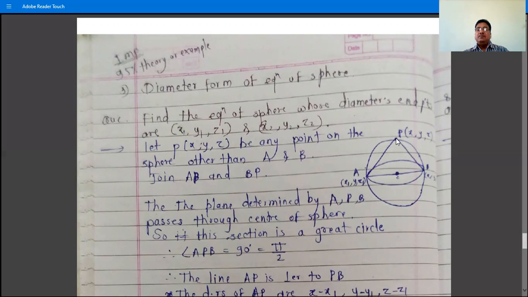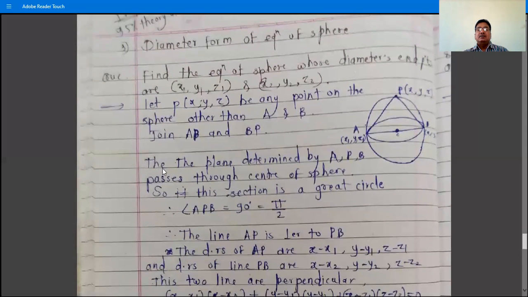Now let P(x, y, z) be any point on the sphere other than A and B. We take P as any point on the sphere. Join AB, AP and PB. Now the plane determined by APB, that is this triangle, this plane. If we cut this sphere by this plane, then we have the great circle.